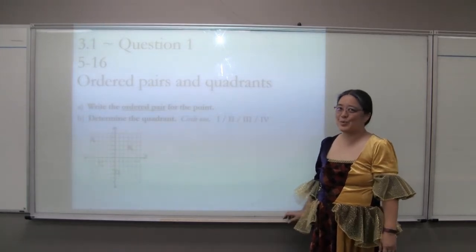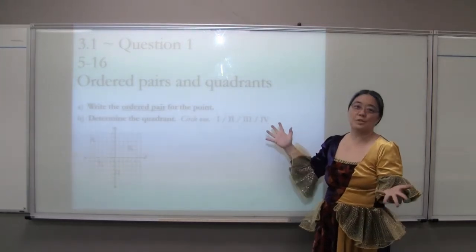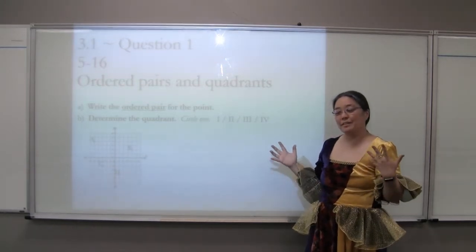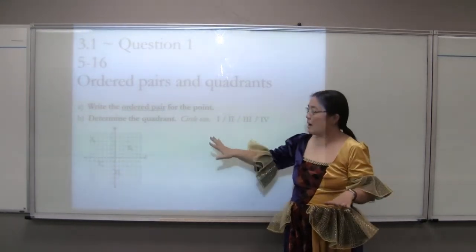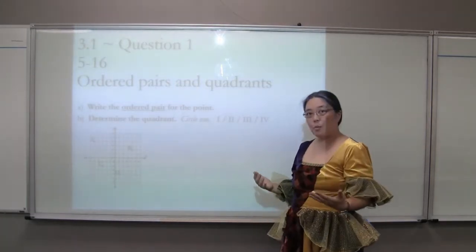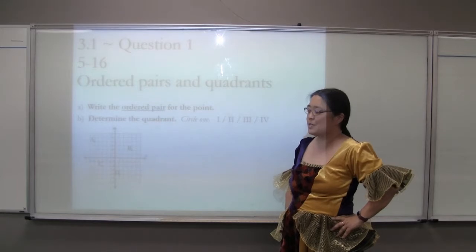Chapter 3, Section 1, Question 1, Ordered Pairs and Quadrants. Now, I happen to know the bogus story about how exactly we got the Cartesian coordinate plane, and it might help you to remember how all this works.